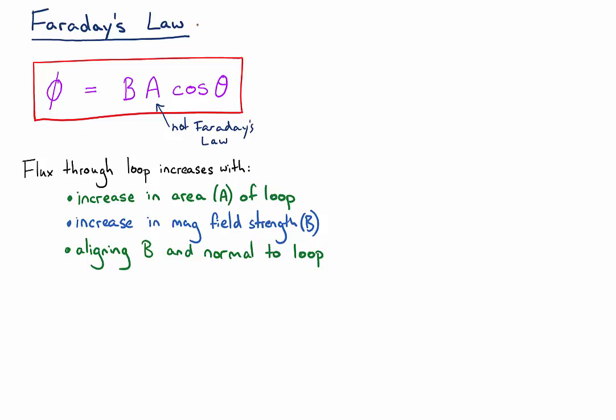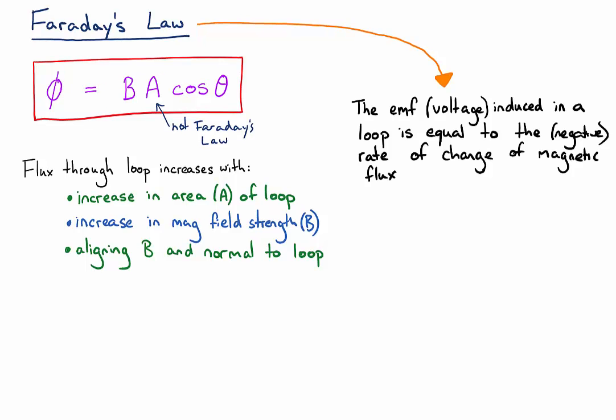Okay, so now this is the actual Faraday's law. Terrible arrow. Here we go. That's Faraday's law. Up in lights. Faraday's law states, now listen to this, that the EMF induced in a loop is equal to the negative rate of change of magnetic flux. I'm going to say that again and I'm going to write it down.